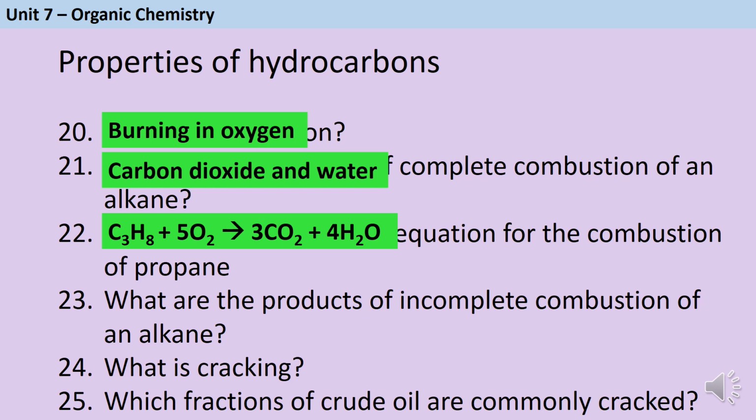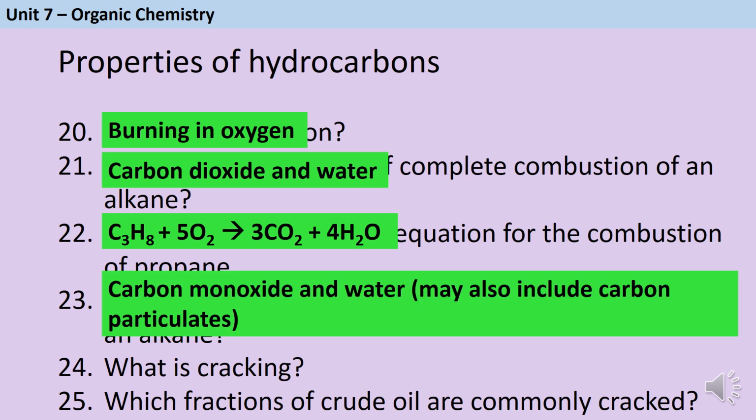to make that balance. If I incompletely combust an alkane, so when I react it with not quite enough oxygen, then instead of making carbon dioxide, I'm going to make carbon monoxide and still some water, but there may also be some carbon particulates. So this could be carbon that hasn't reacted with anything, or even very small hydrocarbon molecules.